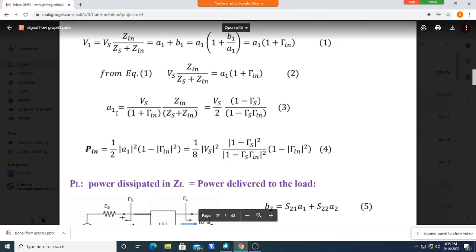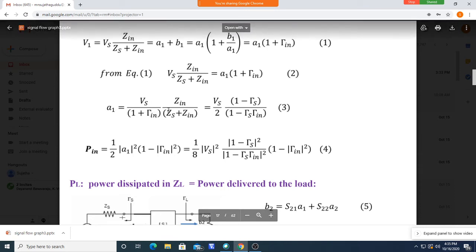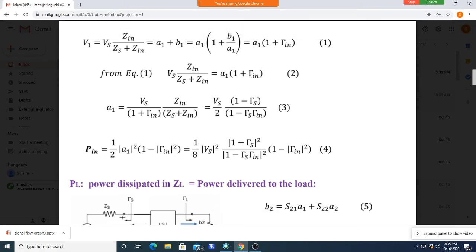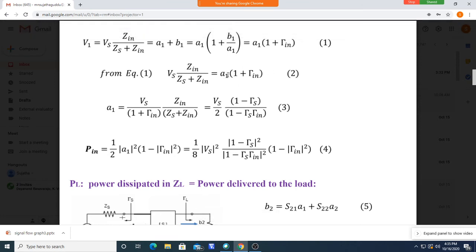So now A1, what is A1 here? A1 is equal to this, Vs divided by Zs plus Zin, divided by 1 plus Γin. We rearrange this, get a value of A1.